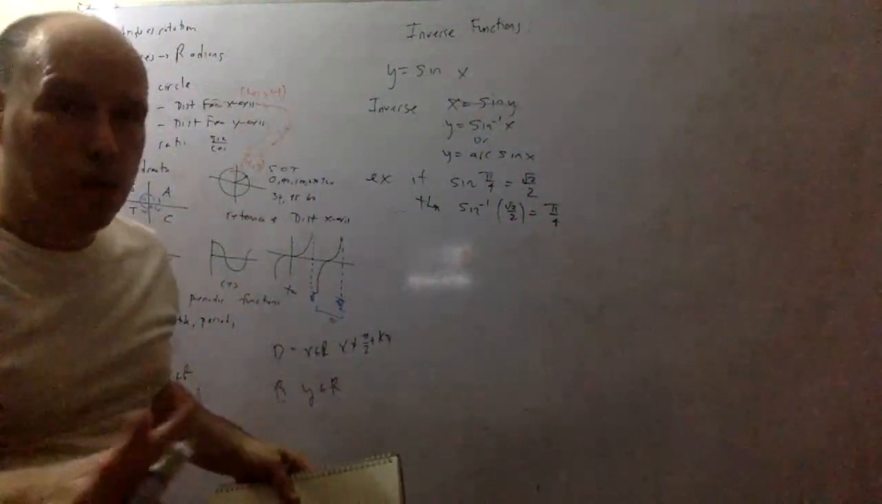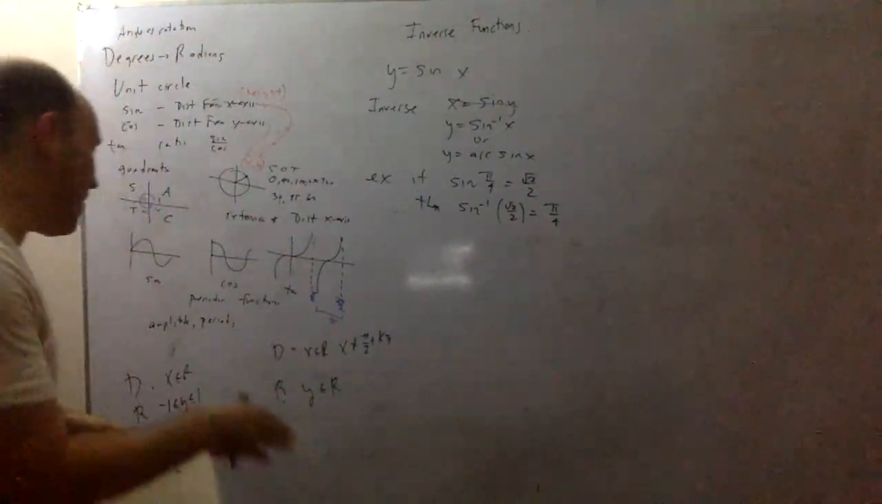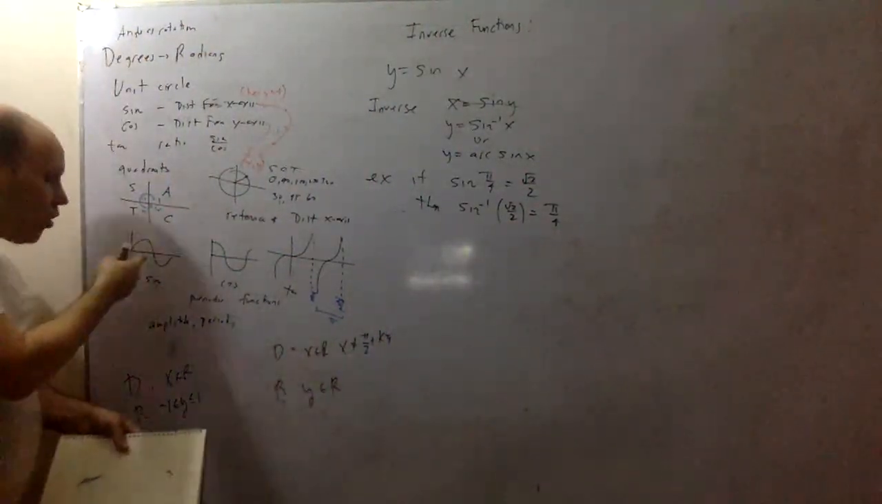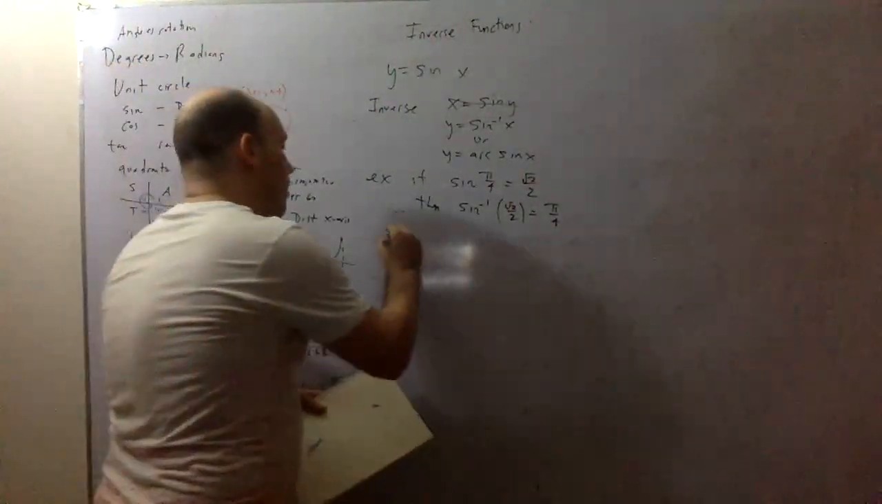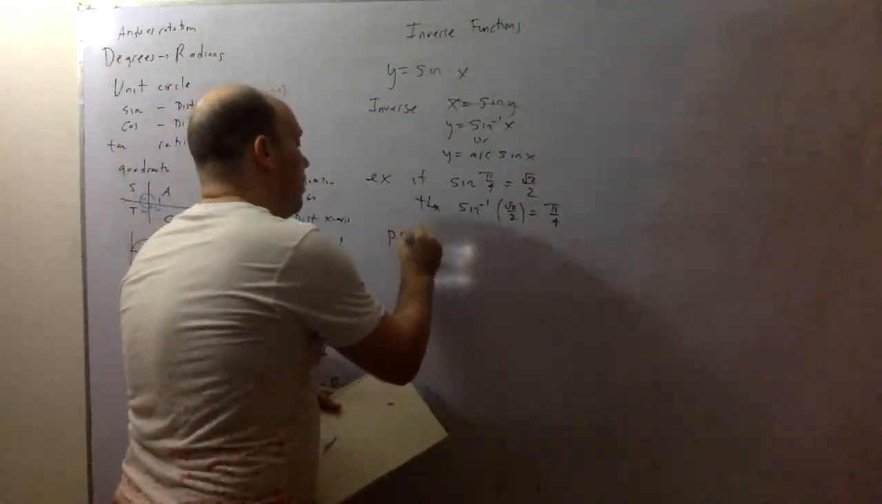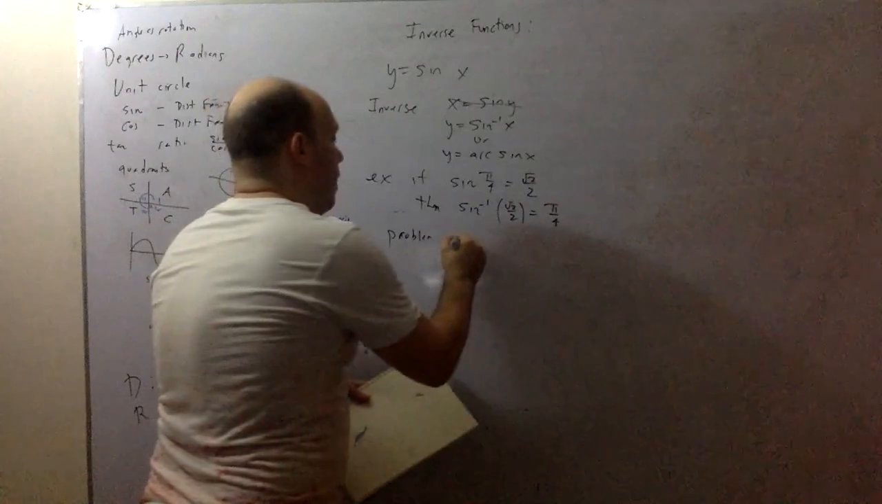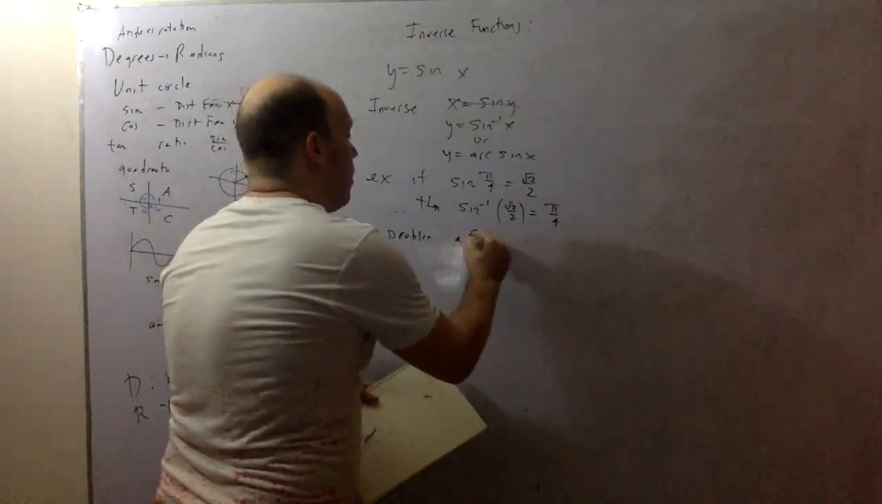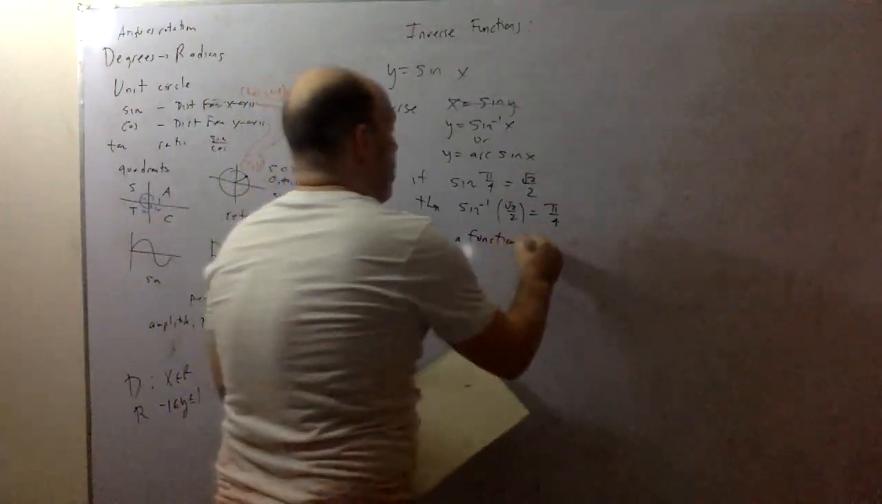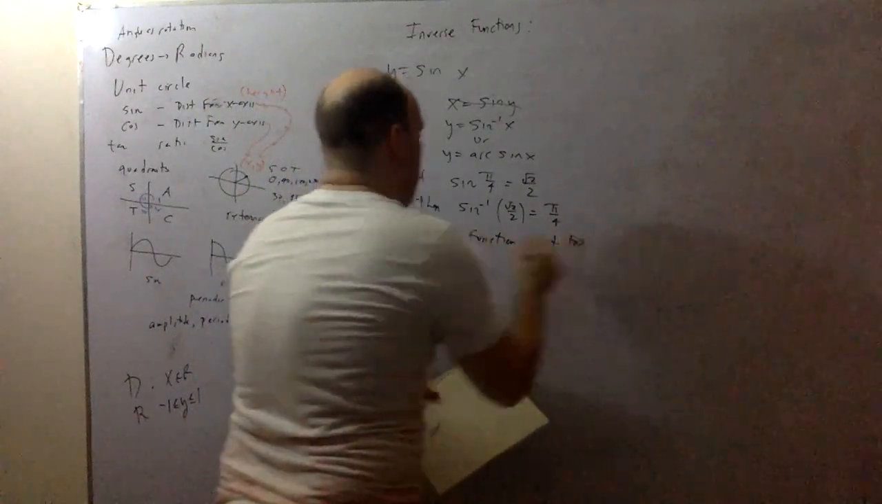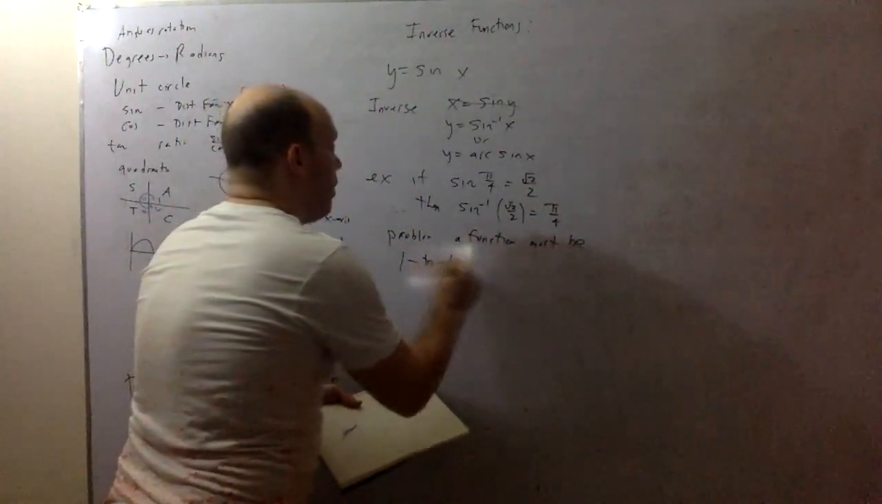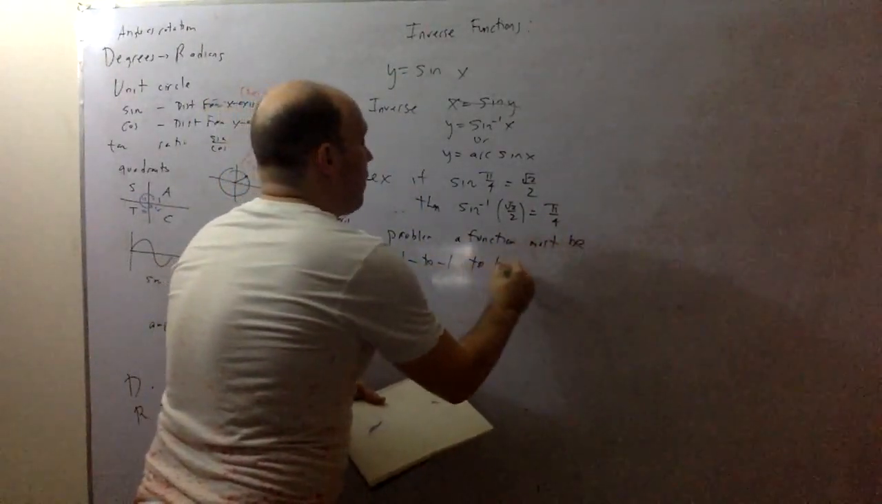Okay, what's the problem though? When we look at our function, the problem is that a function must be 1 to 1 to have an inverse.